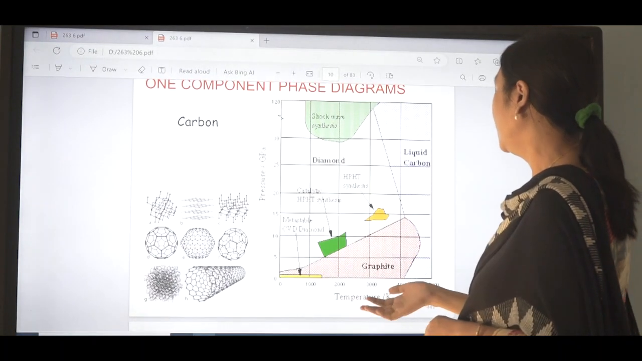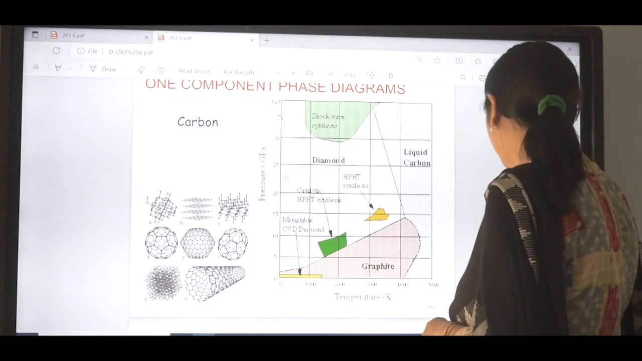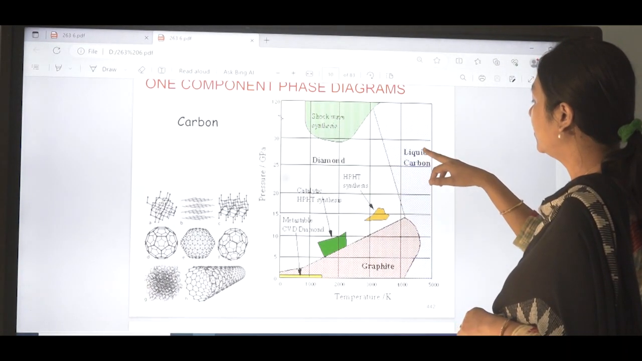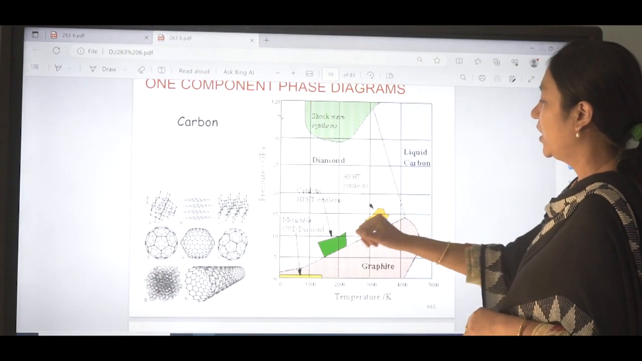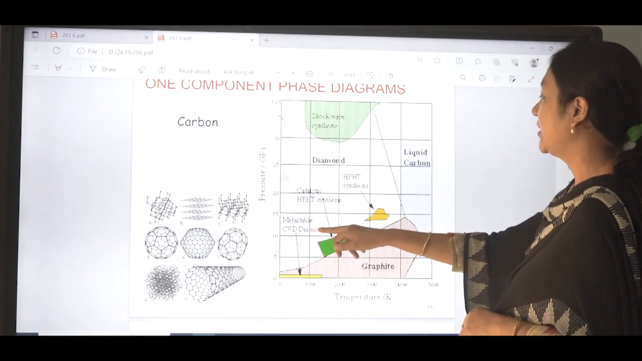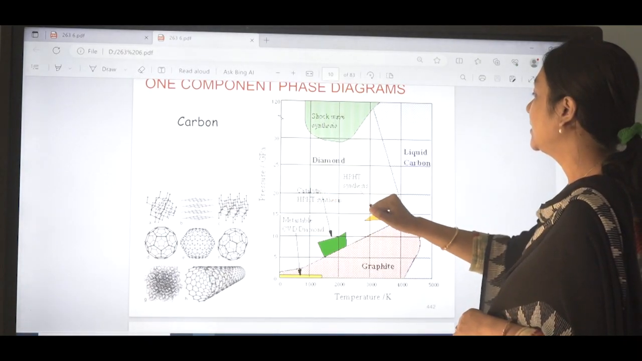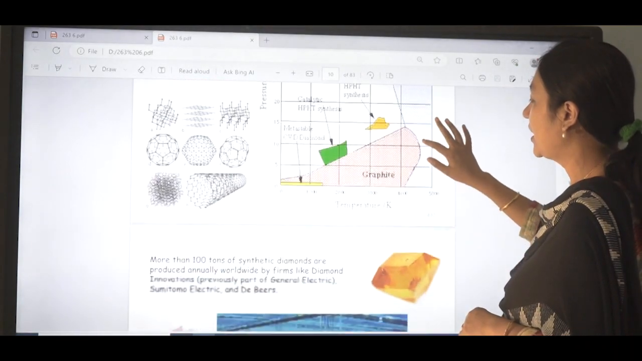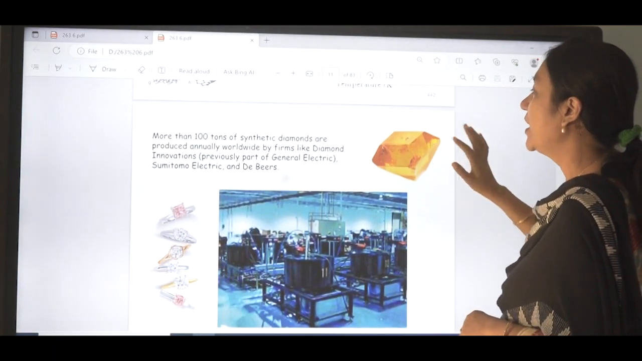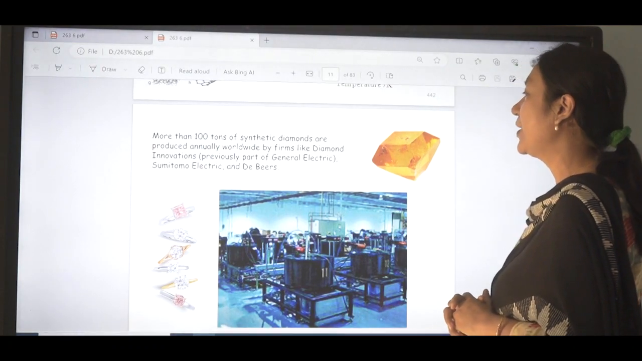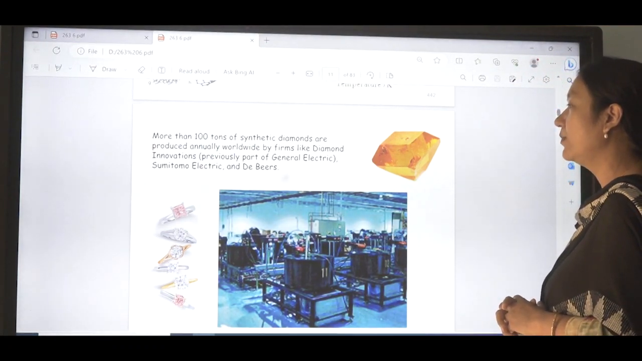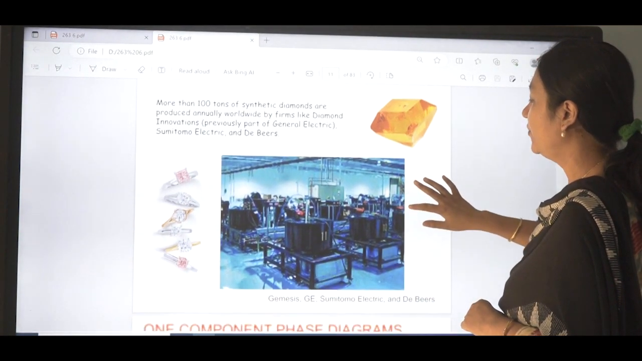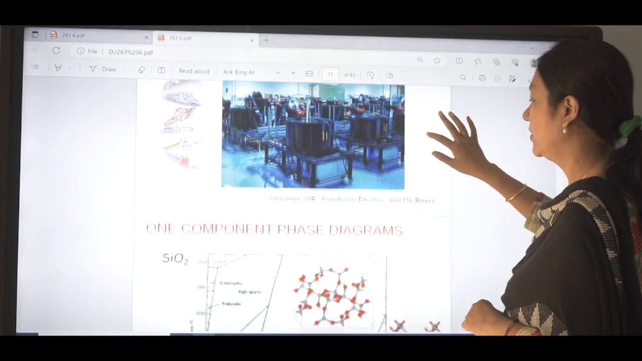We need temperature and pressure to specify the system. As we can see, there are different phases. We can find liquid carbon also. We can find CVD, metastable state diamond. Then there are synthetic diamond, shock wave. These are the different allotropic forms of carbon. More than 100 tons of synthetic diamond are produced annually worldwide by firms like Diamond Innovations.